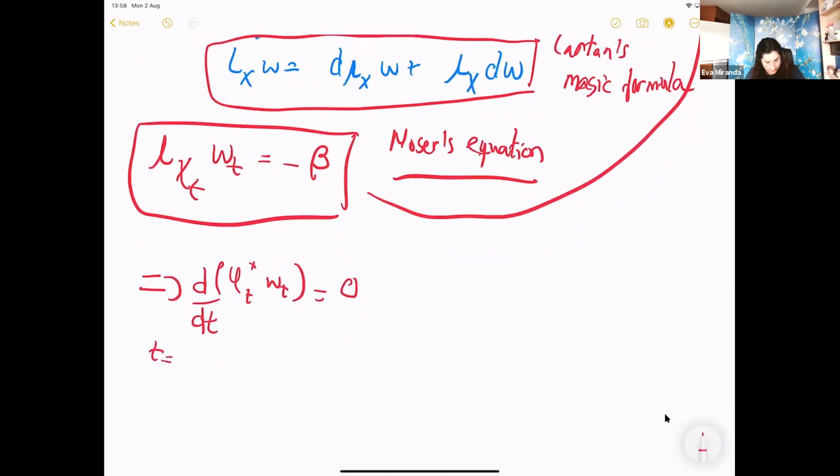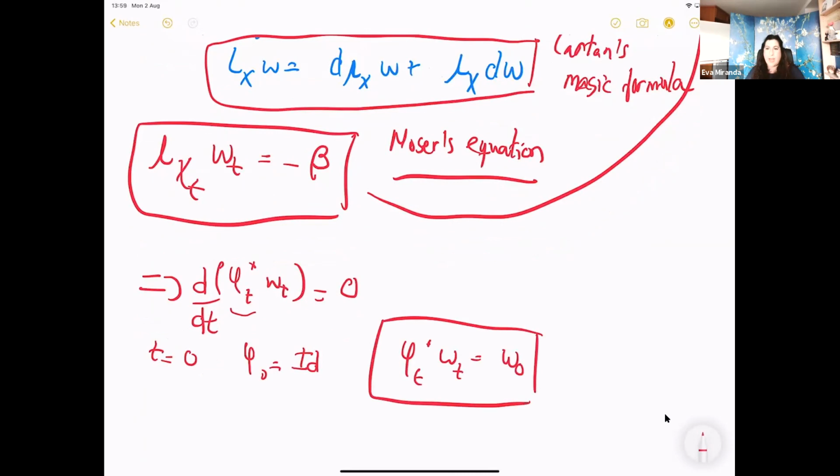And what about taking the definition when t equals 0? Because phi t is a flow, this has to be the identity. And therefore, this is telling me that the flow takes everything to omega 0. So what I have done now is to prove that if you take... Tim Henk has a question, go ahead.